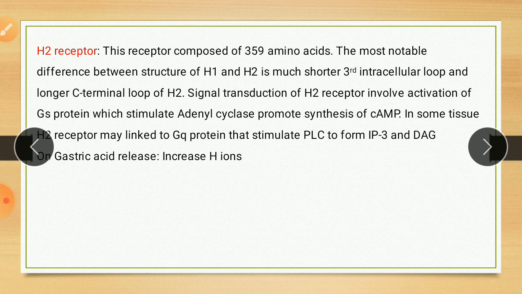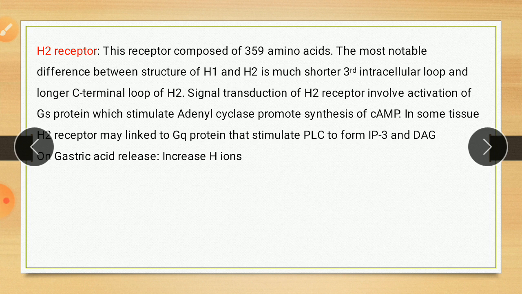Stimulation of the parietal cell induces uptake of carbon dioxide and water from the blood, which is then converted into carbonic acid by the carbonic anhydrase enzyme inside the cytoplasm of the parietal cell. The carbonic acid readily dissociates into H plus ion and bicarbonate. The H plus ions are pumped into the lumen of the stomach via the potassium hydrogen ATPase pump.